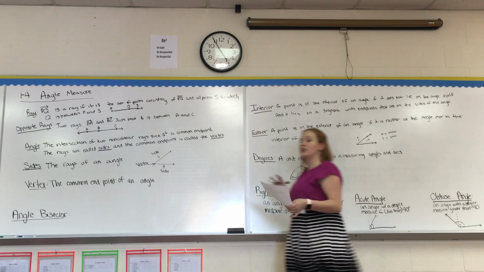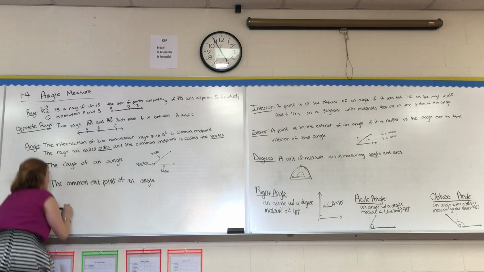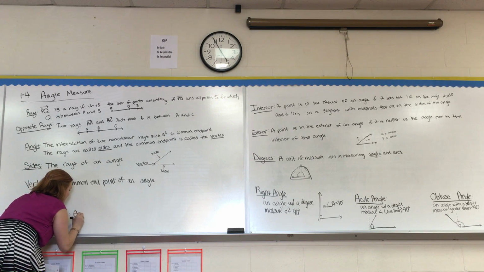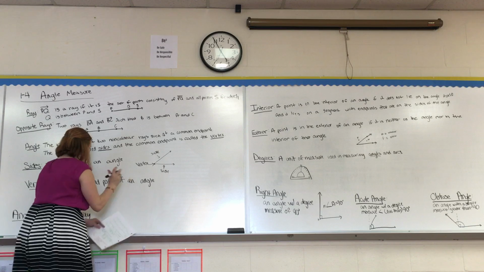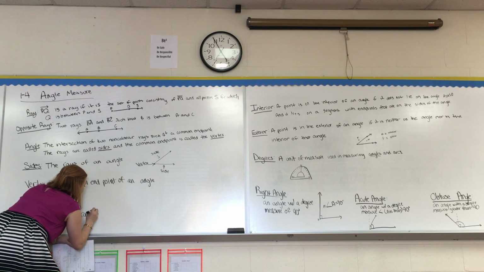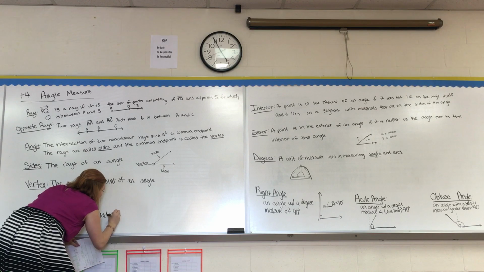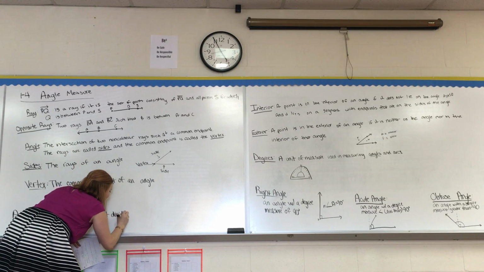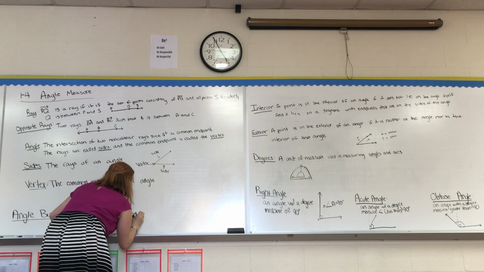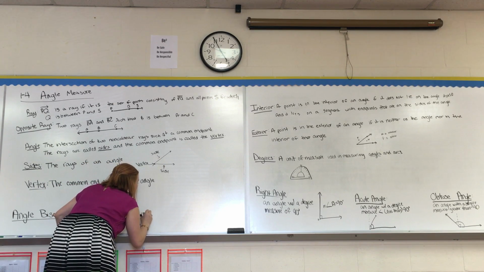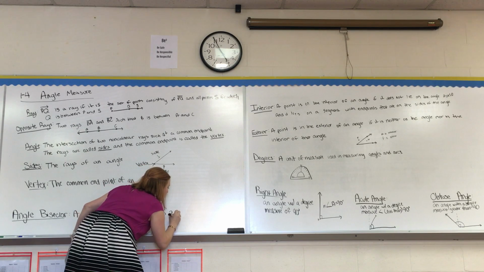So then we need to go over here to angle bisector. An angle bisector is a ray that divides an angle into two congruent angles.